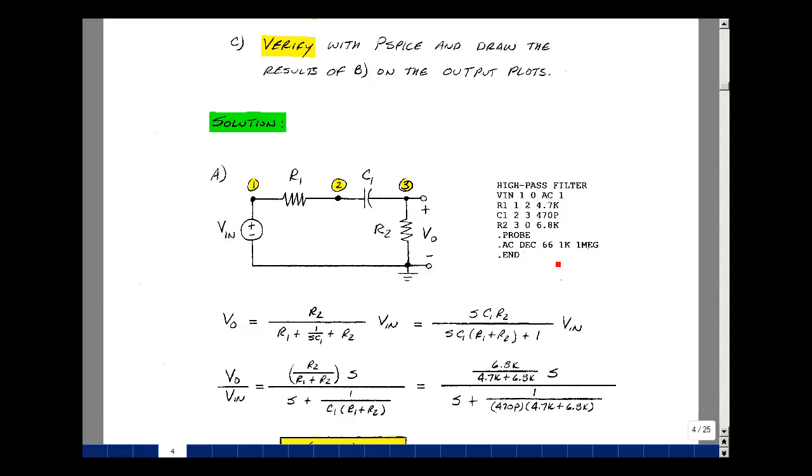The Bode plots will be mostly between 1 kilohertz and 1 megahertz. So I want to plot 3 decades, divide that by 200, and you get about 66 points per decade. V out is just a voltage divider with R2. And the impedance is R1 and 1 over SC1. That's the expression right here.